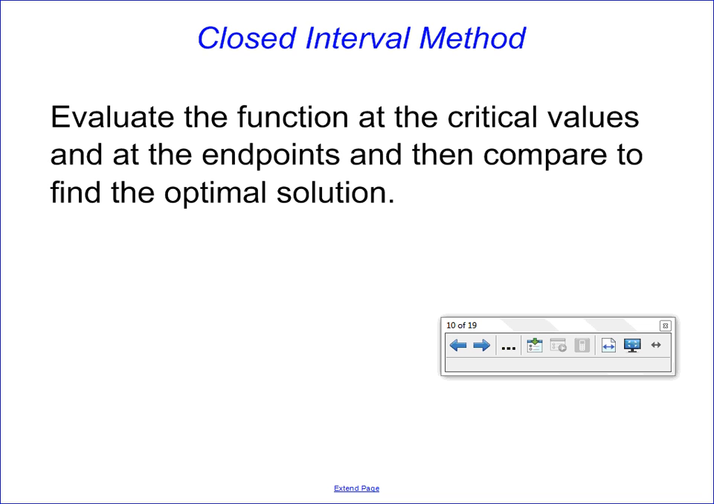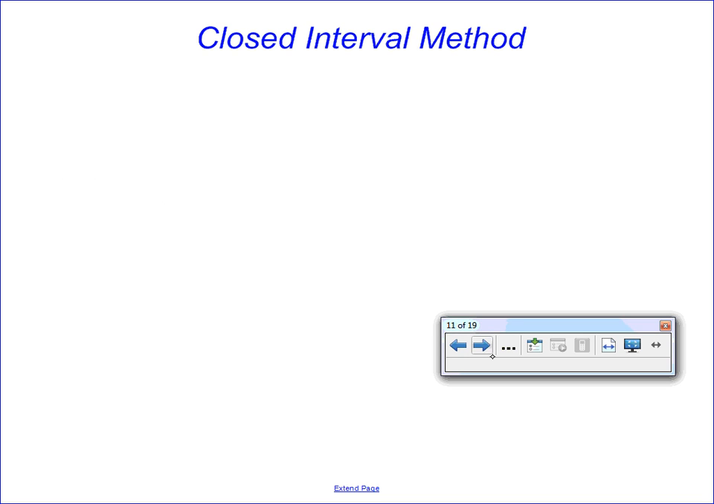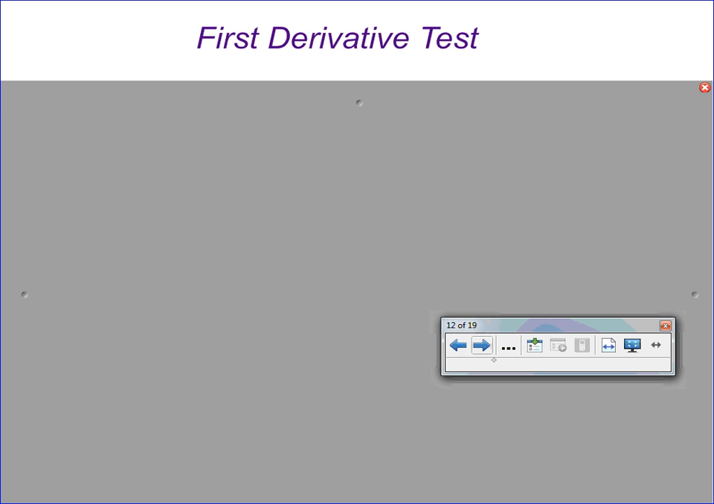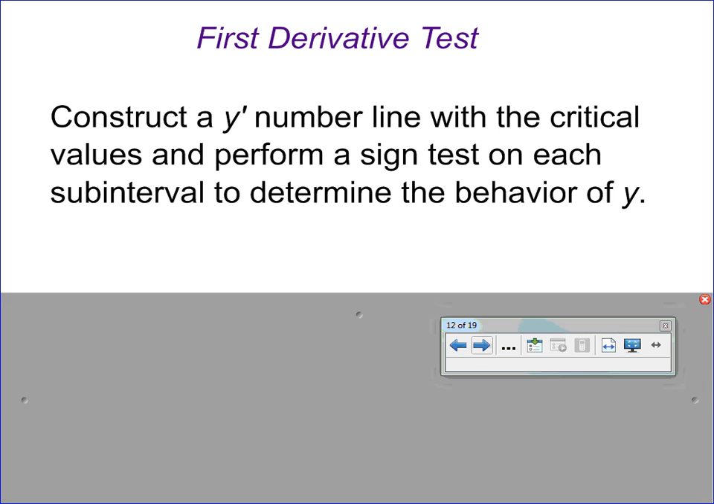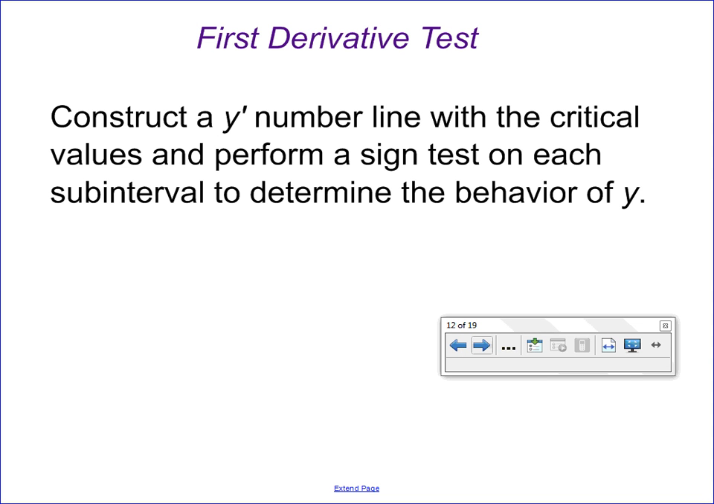If we don't have a closed interval, and this was the last two questions, which got you to think about different methods that we might use in different scenarios, we can still perform the first derivative test. That will allow us to determine the intervals of increasing versus decreasing behavior of my original function, and still determine if we're talking about a maximum or a minimum at our critical values. So for our first derivative test, we construct a y prime number line with the critical values and perform a sign test on each subinterval to determine the behavior of y. From that, we can ascertain where y has a maximum or minimum.